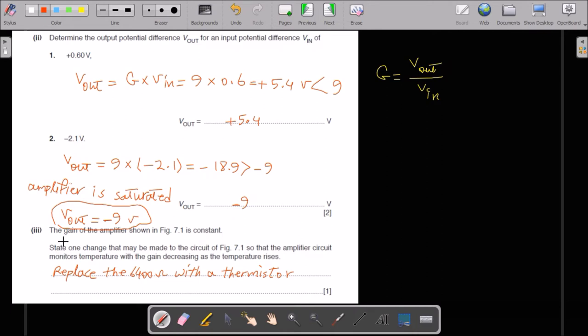State one change that may be made to the circuit so that the amplifier circuit monitors temperatures with the gain decreasing as the temperature rises. So it is about monitoring temperature with the gain decreasing as the temperature rises. So instead of a fixed resistor of 6400 ohm, we should use a thermistor, because you know that a thermistor works based on changing temperature, so you can use a thermistor.